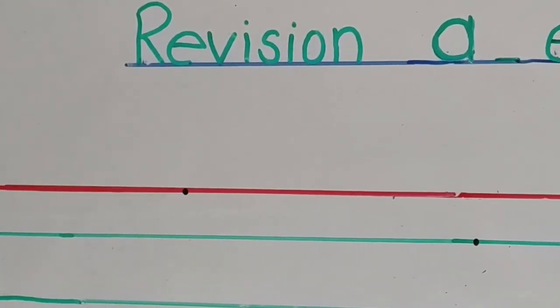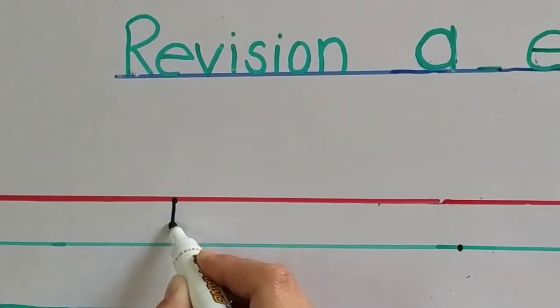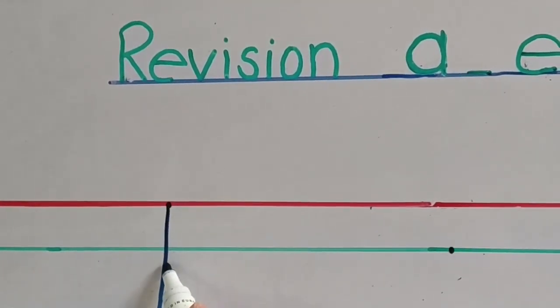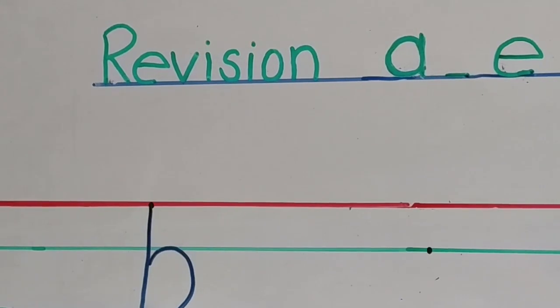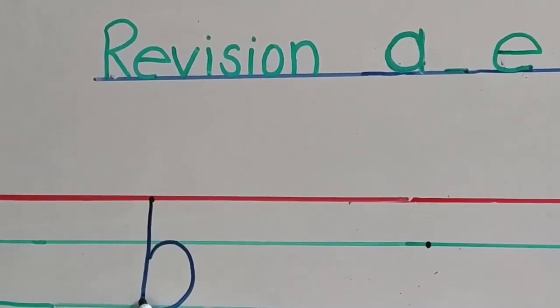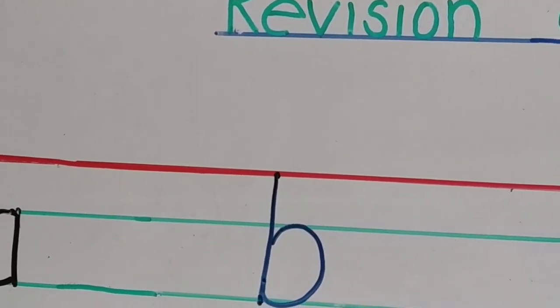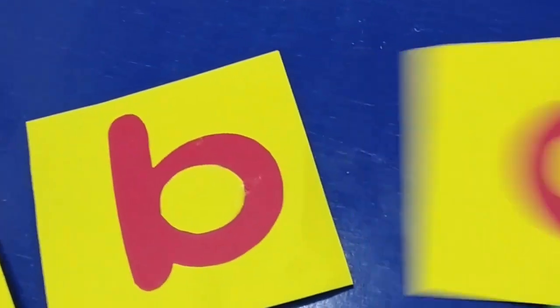How to write letter B? Make a big straight line, then a semicircle. This is letter B. What comes after B? C, K.